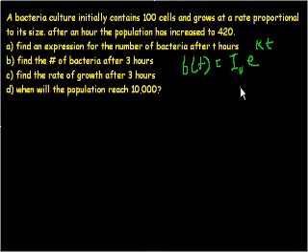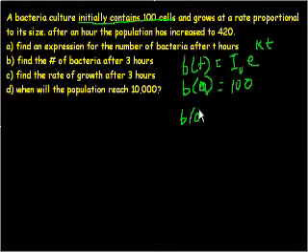My question to you is, first of all, what is I sub 0? What is your initial number of bacterial cells? Well, they tell us right here. The bacteria culture initially contains 100 cells. So we know that b of 0, when time equals 0 hours, is equal to 100, where the unit is cells. And if we substitute t equals 0, the exponential is 1, so I naught is equal to 100.